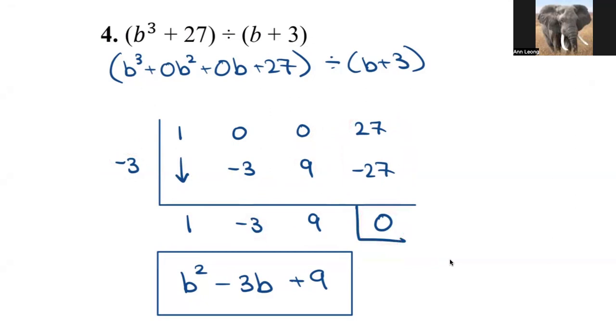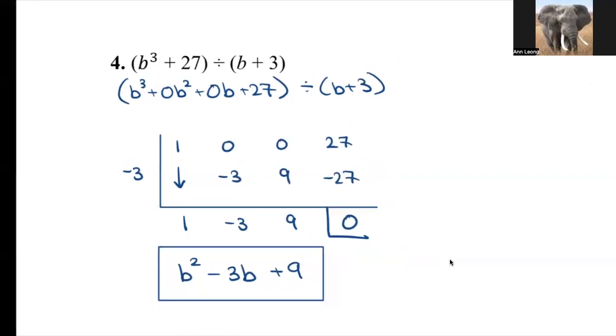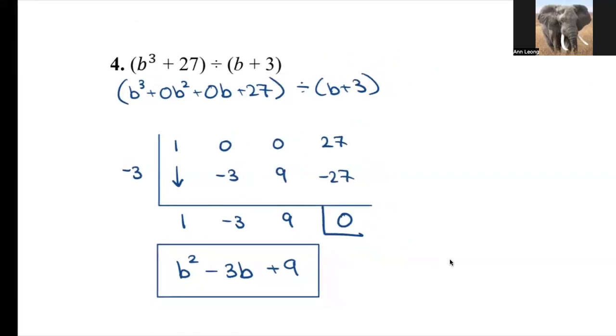All right, and so taking these as my coefficients, I'm going to do b squared, 1 less than the original, minus 3b plus 9. All right, so that's how you do synthetic division.